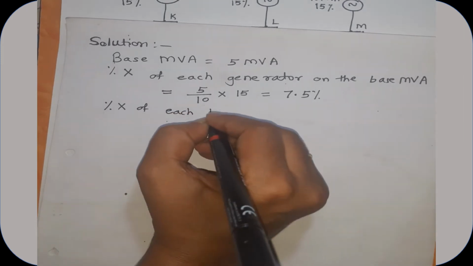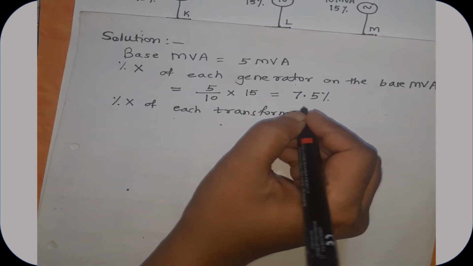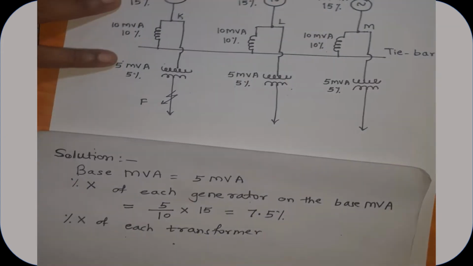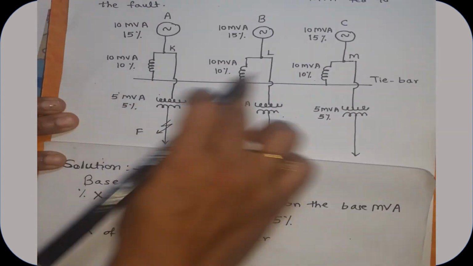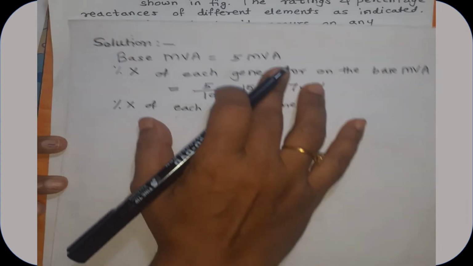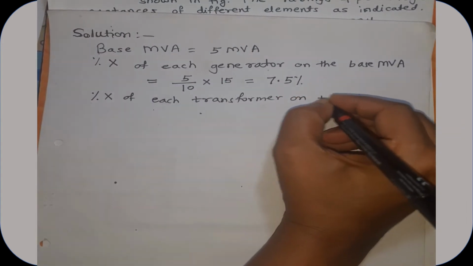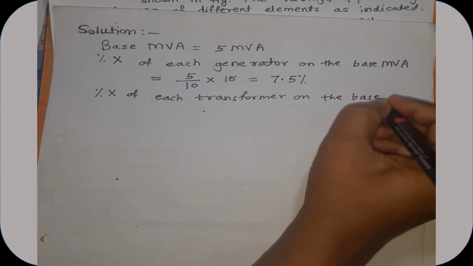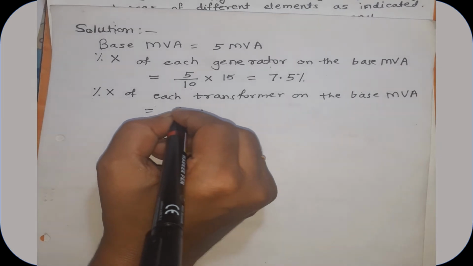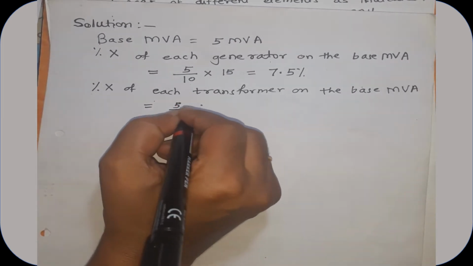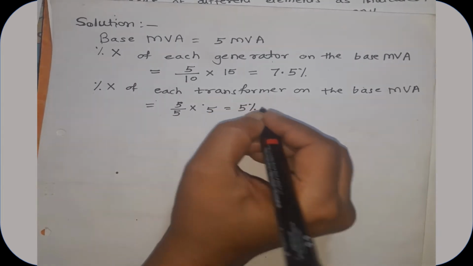Similarly, you have to calculate the percentage reactance of each transformer. All transformers given in the diagram are of the same rating. All reactors connected in the system are also of the same rating. So it is very simple for calculation. On the base MVA it is 5 divided by 5 into 5. So it comes to 5%.